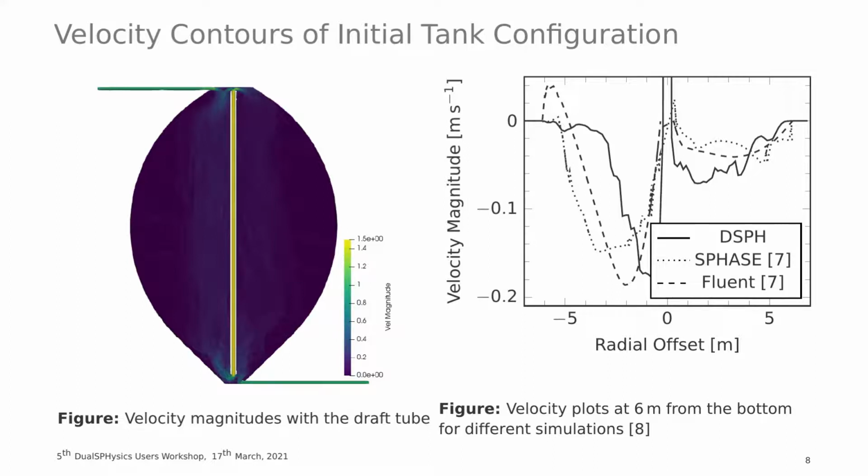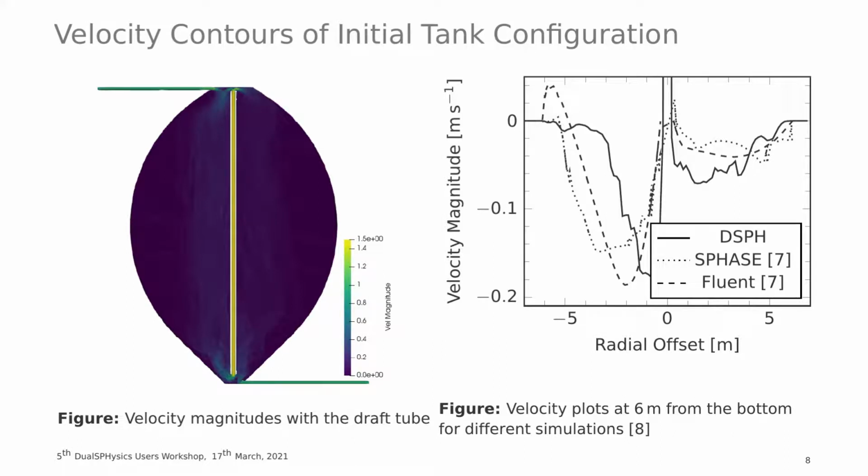The dashed line is Fluent, which is an Eulerian method, and DualSPHysics is the solid line. So we can see quite a nice agreement between the three. I would like to bring your attention to this region around the draft tube, which has a slightly higher velocity magnitude compared to the other regions.